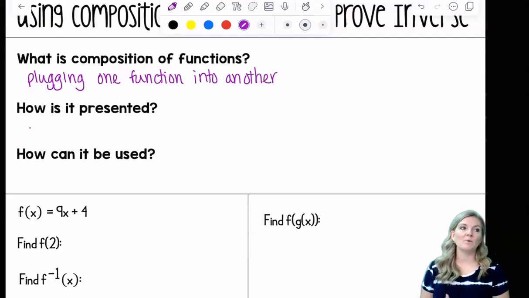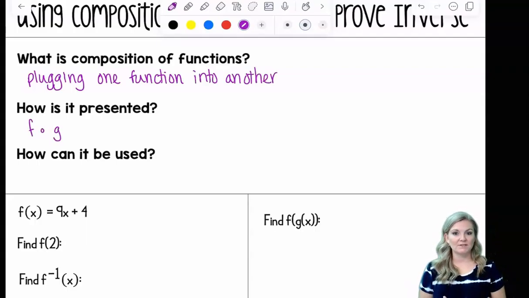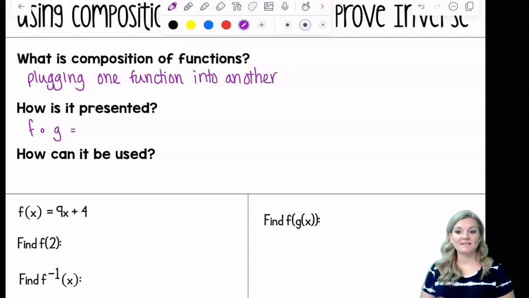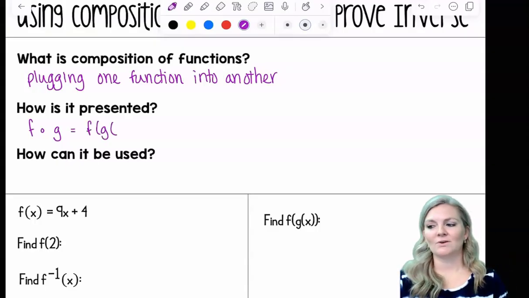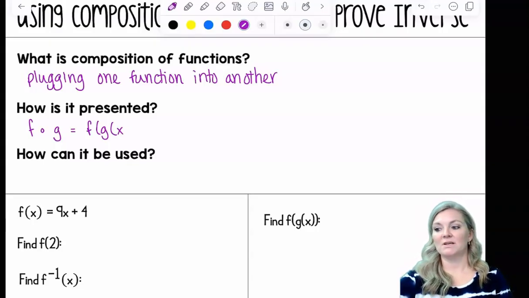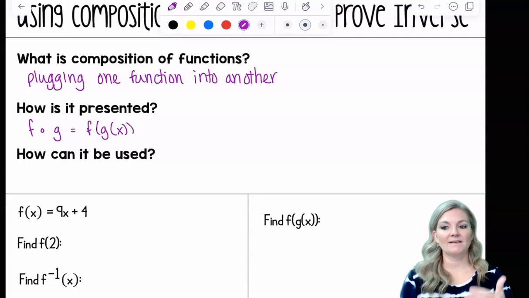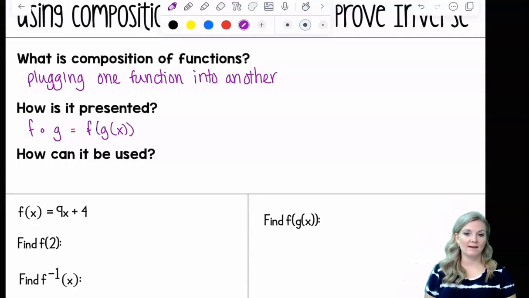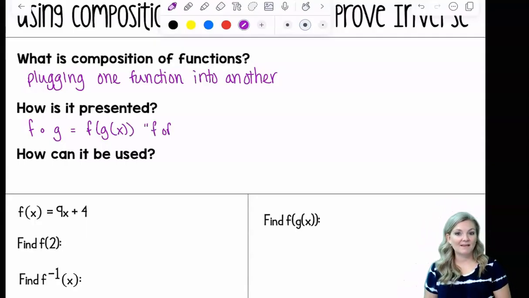When we do it, we're using two equations, so you could see it one of two ways. You could see it as f with a little circle. It's not an O, it's a little circle. So f of g is how you say it, or you can see it as f with a parenthesis, g, parenthesis, x, double close it. And how we say it again is f of g, or f of g of x.